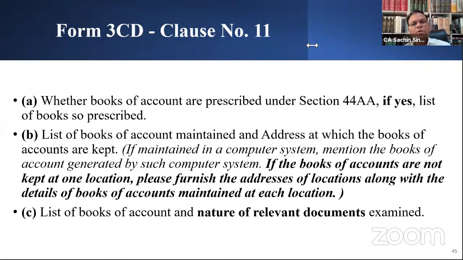Hyderabad. If you are not putting the address of Hyderabad, then the Ministry of Corporate Affairs will definitely send a notice to you asking why you are not maintaining the books of account at the registered place as mentioned in the Companies Act.